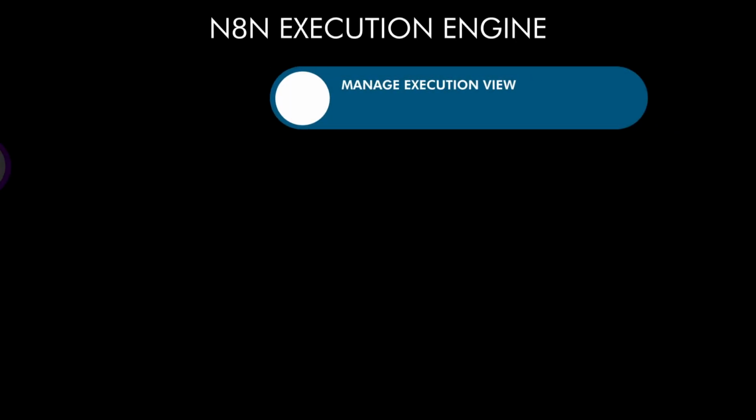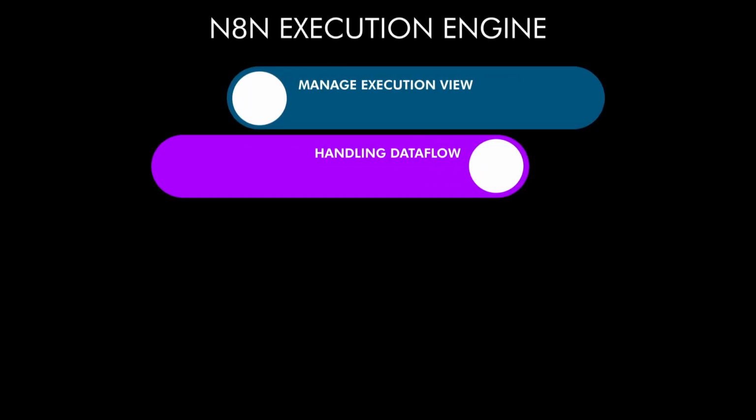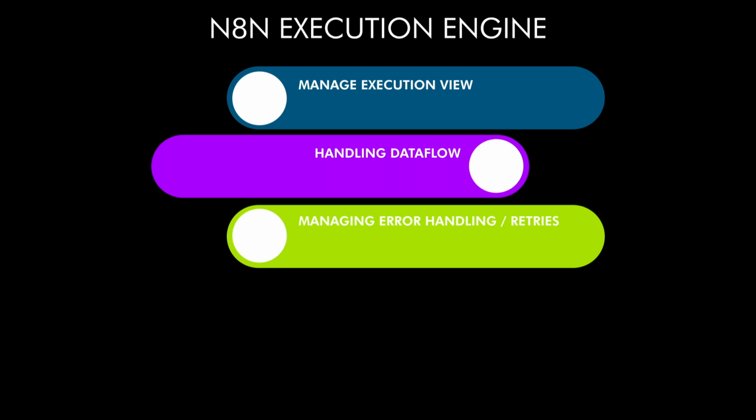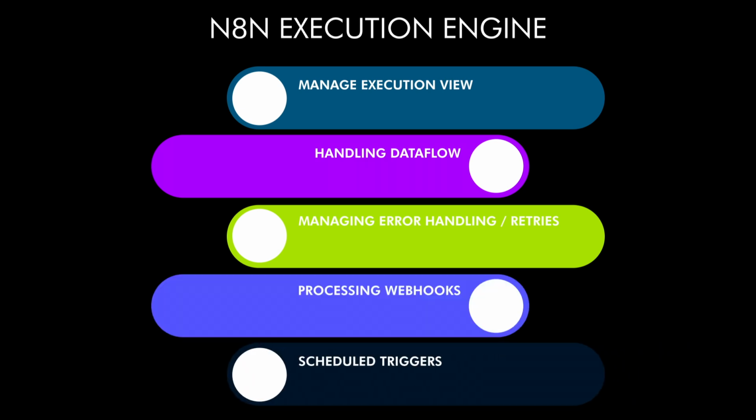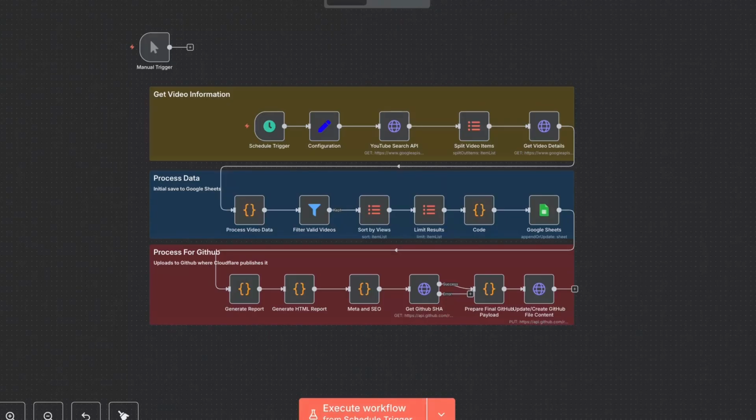Then you have the execution engine. When you trigger a workflow, the execution engine kicks in and it's responsible for the following: managing the execution queue, handling data flow between nodes, managing error handling and retries, processing webhooks, and scheduled triggers. The execution engine is designed to handle both asynchronous and synchronous operations. That means some nodes have to wait for an API response while others can continue processing data. The engine manages all this complexity while maintaining the visual representation as you watch the workflow happen.